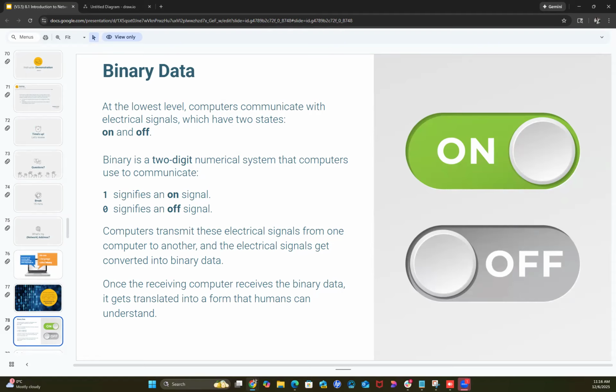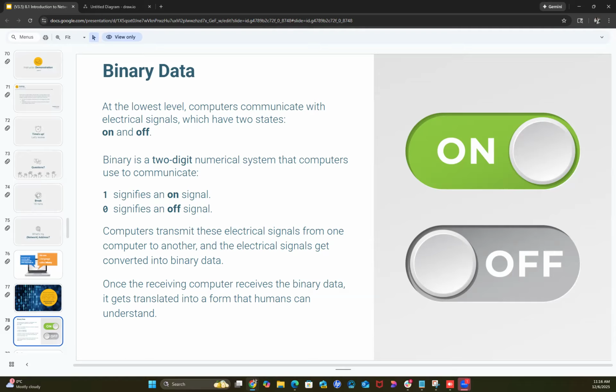Binary is a two-digit numerical system that computers use to communicate. One signifies an on signal, 0 signifies an off signal. Okay. Computers transmit these electrical signals from one computer to another, and the electrical signals get converted into binary data.